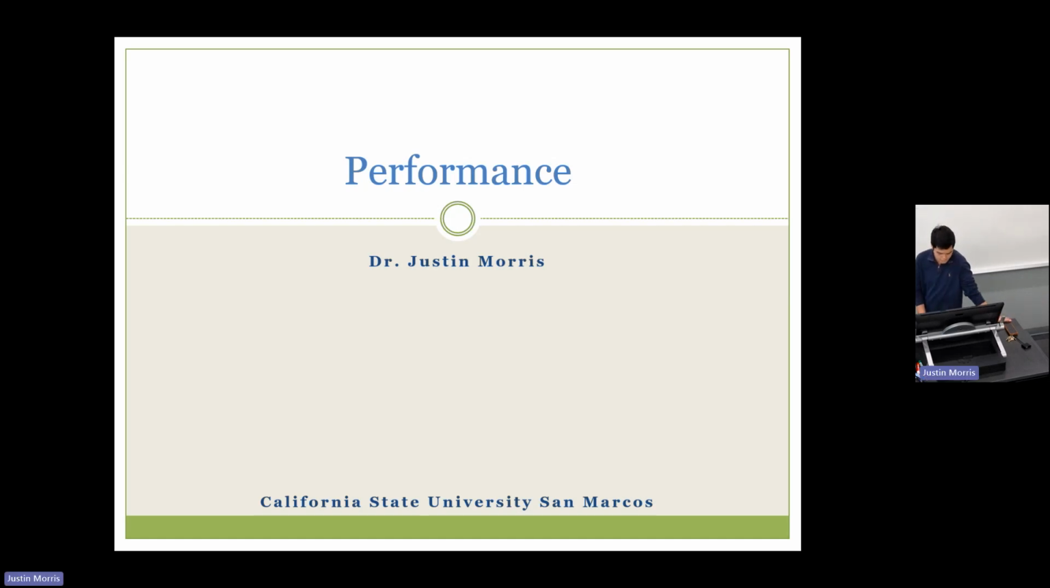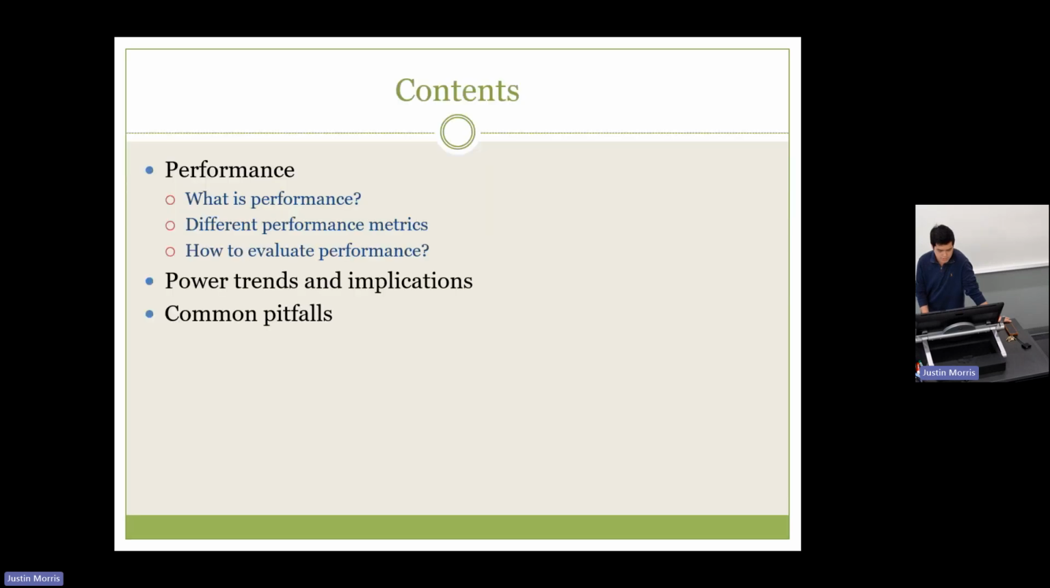So I'm still 30. And you guys started reading chapter 2. That's the first section. We're starting to look at performance. We want to answer these questions in this chapter. What is performance? What are the different performance metrics that we use? And how are we going to use those metrics to evaluate performance? And towards the end, we'll also look at power trends and, if we can, pitfalls. Get through most of this.